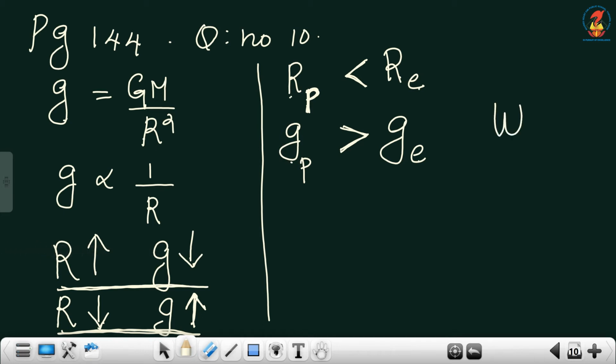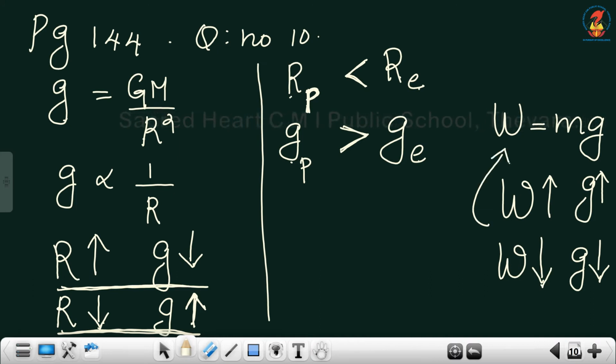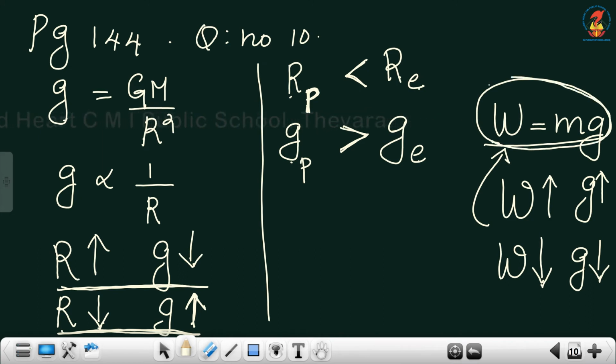Again, we know that W is equal to mg. So, if acceleration due to gravity is more, the weight of the object will also be more. If acceleration due to gravity is less, the weight of the object will also be less. According to this equation, W is equal to mg, if acceleration due to gravity at a place is more, the weight of an object placed at that position will also be more. If it is less, the weight will also be less.